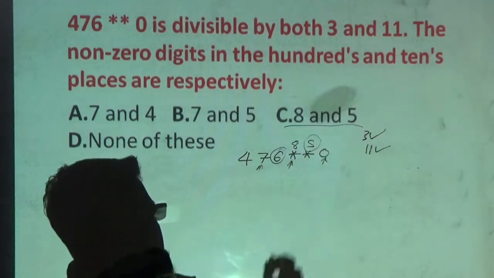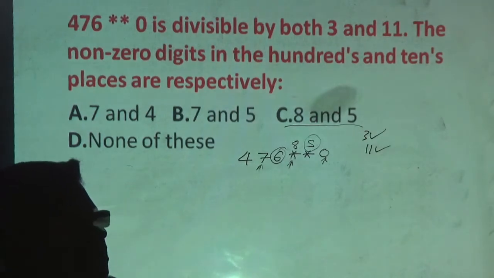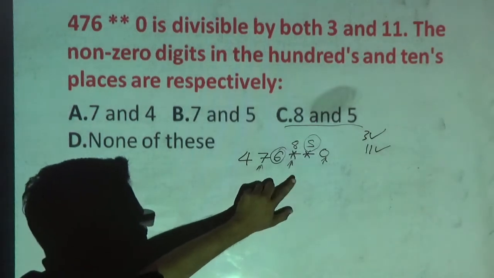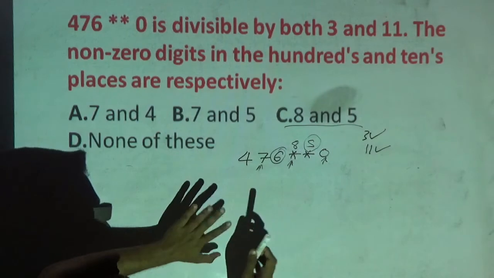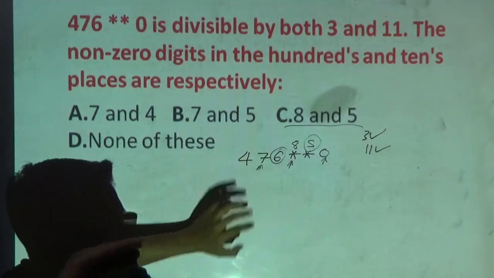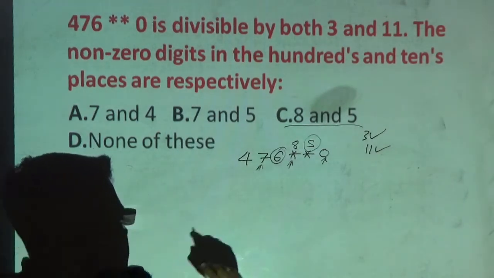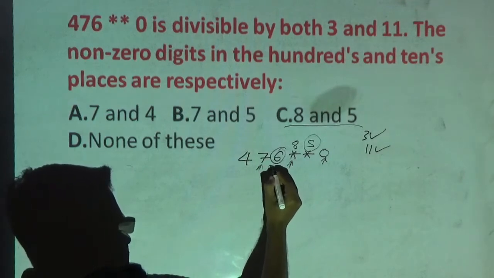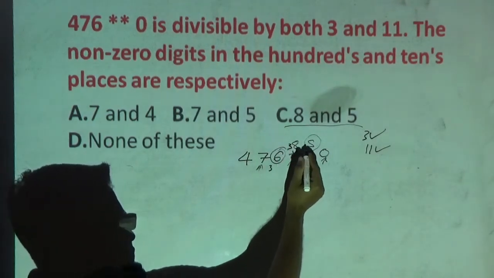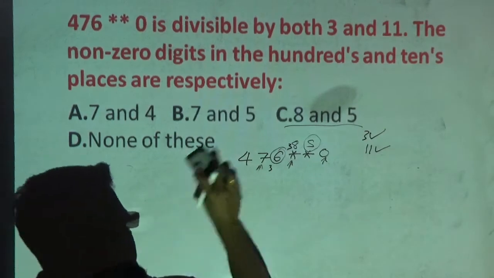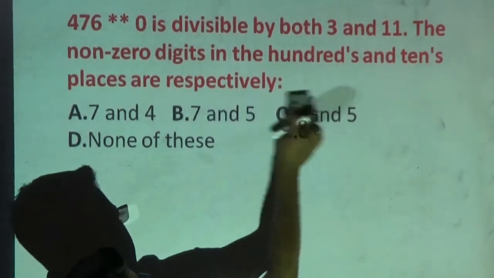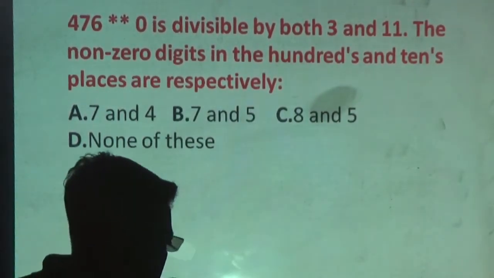This number is divisible by both 3 and 11 if 8 and 5 come in the star places. Now check whether it is divisible by 11. 11 4s are 44, 3 left out. 11 3s are 33, 5 left out. 11 5s are 55. Hence, the answer for this question is option C, that is 8 and 5. See how quickly I did.